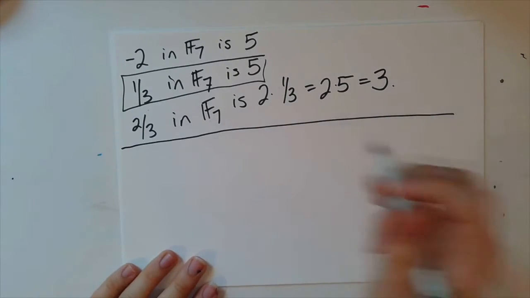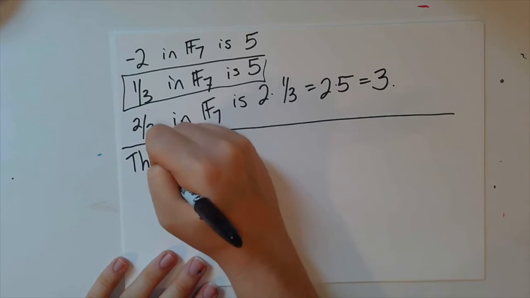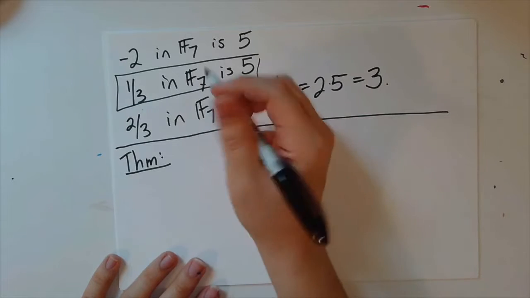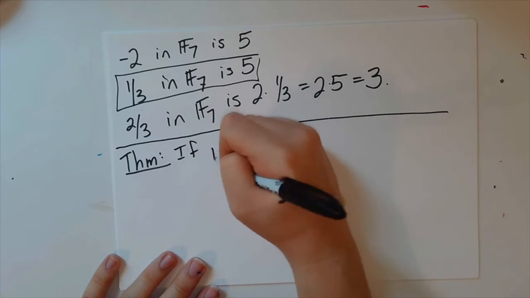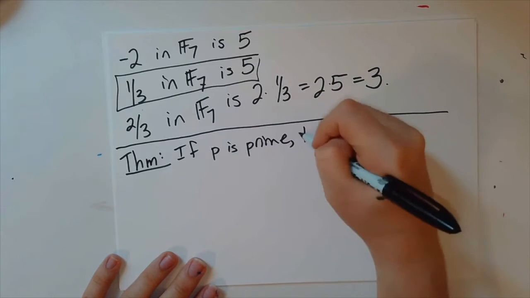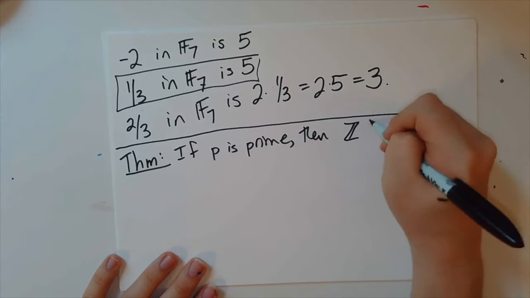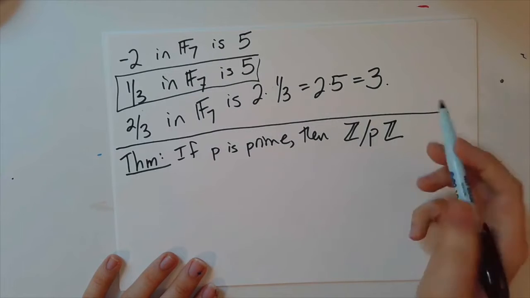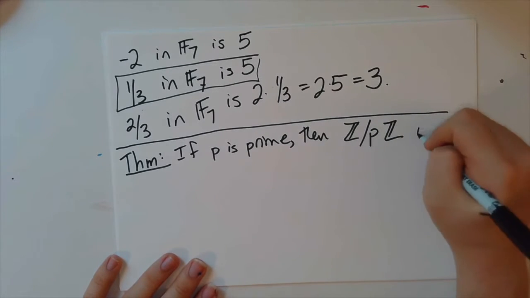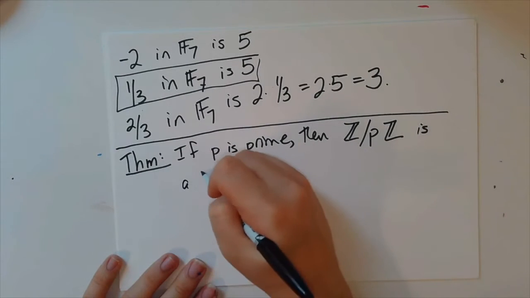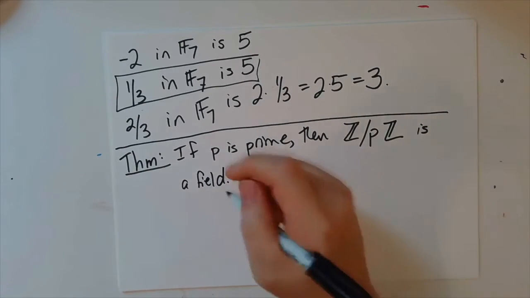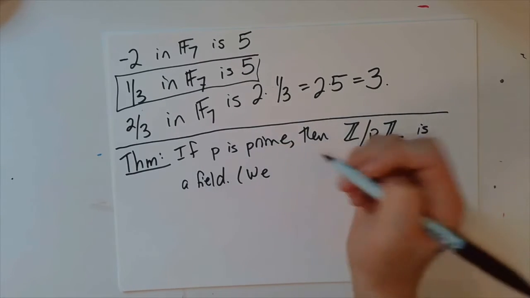So here's a big theorem that concerns why everything we did just worked. Namely, if P is prime, then the integers working modulo P, and that's all this means, the integers where the operations happen mod P, is a field. And we denote it by FP, of course.